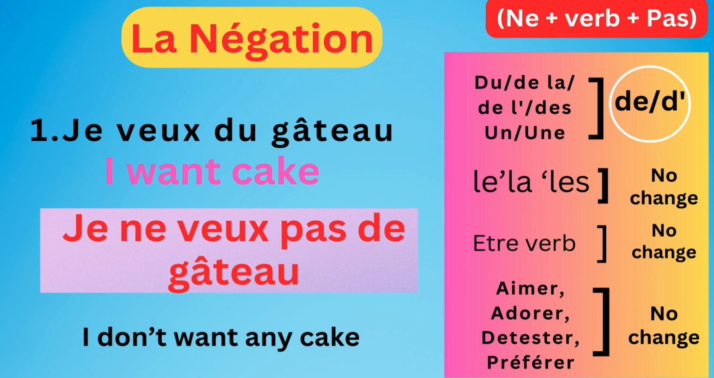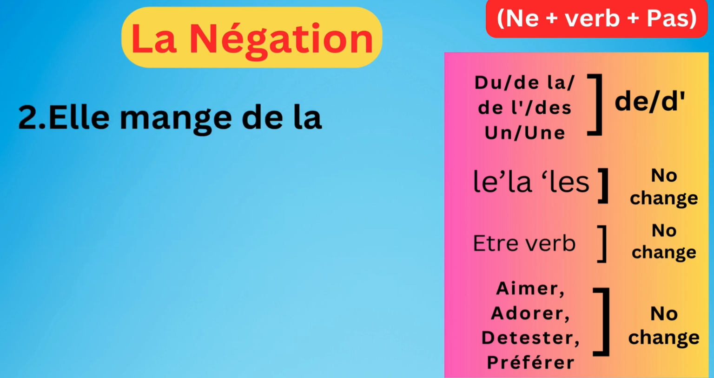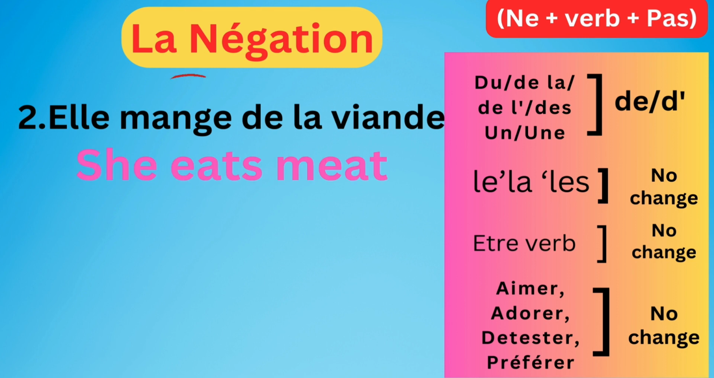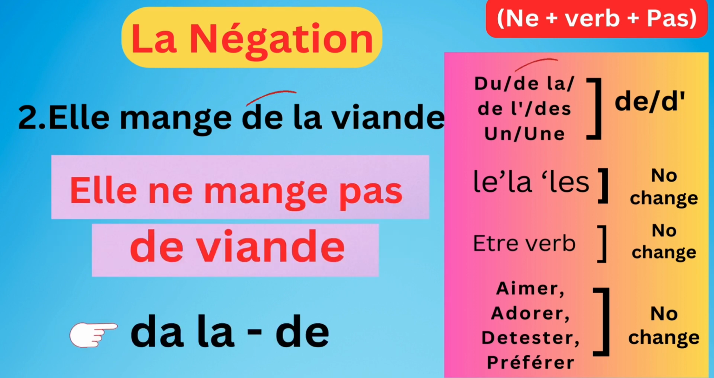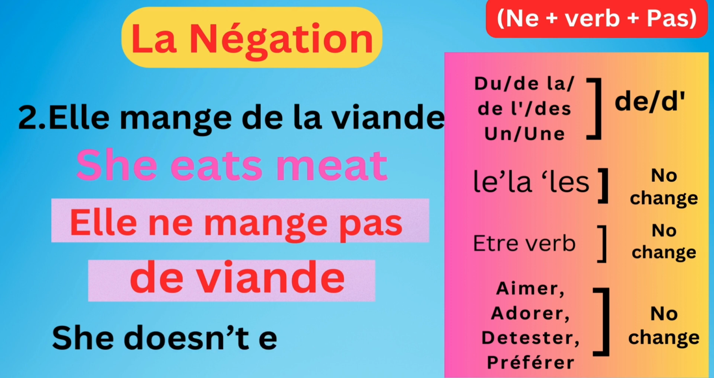Now come to the second sentence. Elle mange de la viande. She eats meat. In this sentence, mange is the verb. So we write elle, before the verb we put ne, and after the verb we put pas. Now again the partitive article rule: "de la" changes into "de" viande. Elle ne mange pas de viande. She does not eat meat.